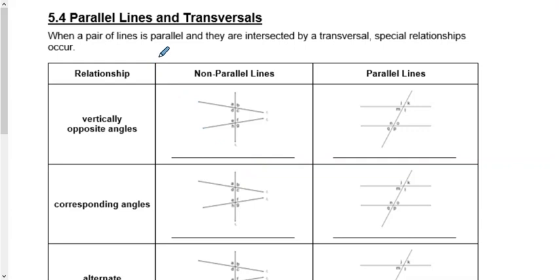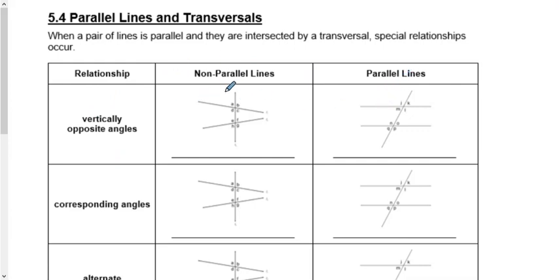So when a pair of lines are parallel, and they are intersected by a transversal, there are going to be special relationships that occur. So in 5.3 we talked about just these terms: vertically opposite, corresponding, alternate interior, alternate exterior, same side interior, same side exterior, and so on and so forth. We've talked about what those are, and today we're going to be looking at specifically what happens to angle relationships when we have parallel lines.